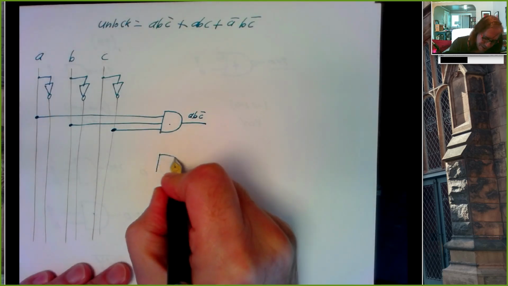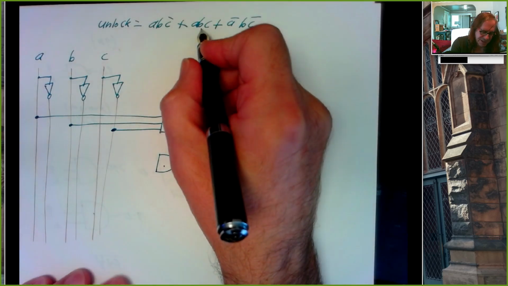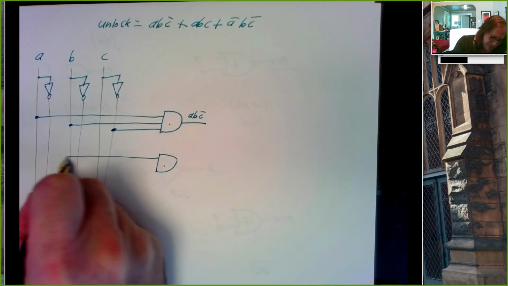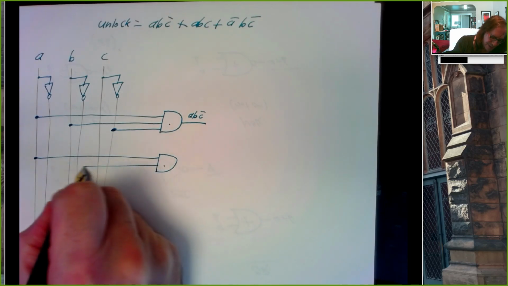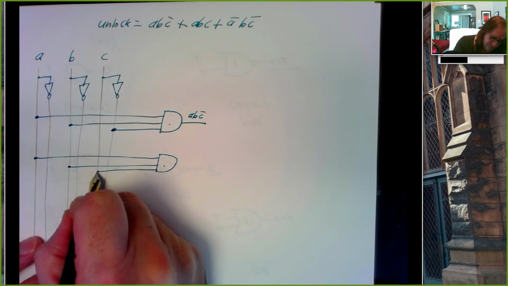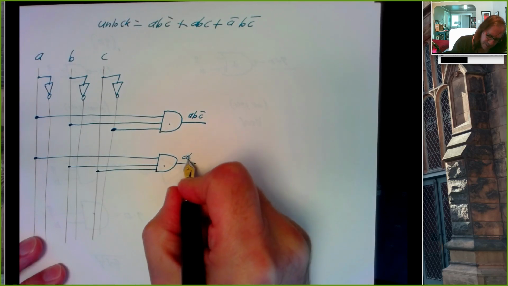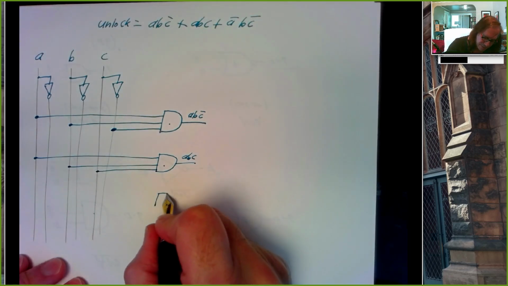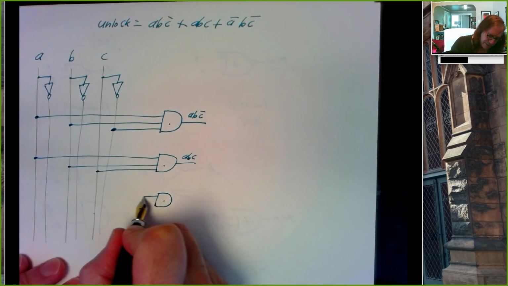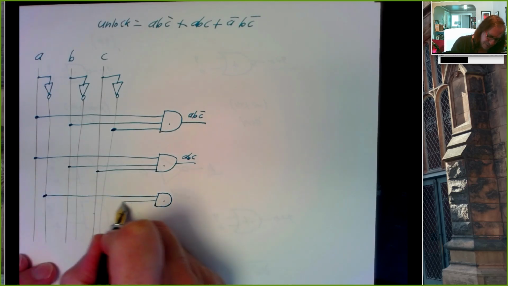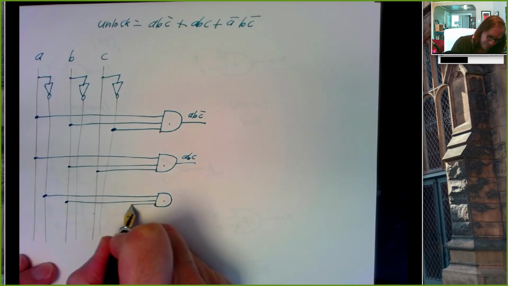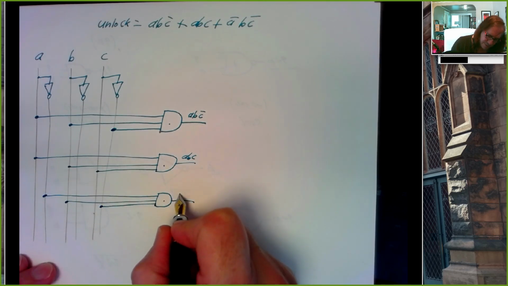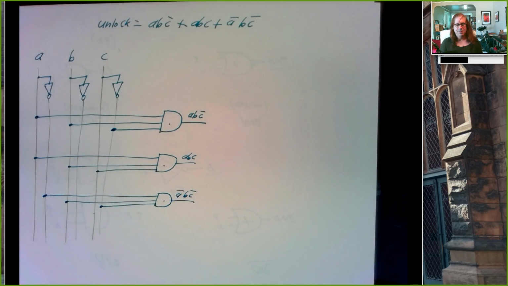And then I need another product term for the second term, and that's just A B C. So I'm just going to connect my inputs up to A, B, and C. And there's A B C. And then I have a third product term, A bar, B, C bar. And so I'll connect this input to A bar, this one to B, and this one to C bar. And there's my three product terms. Now all I have to do is OR those together to get my unlock signal.